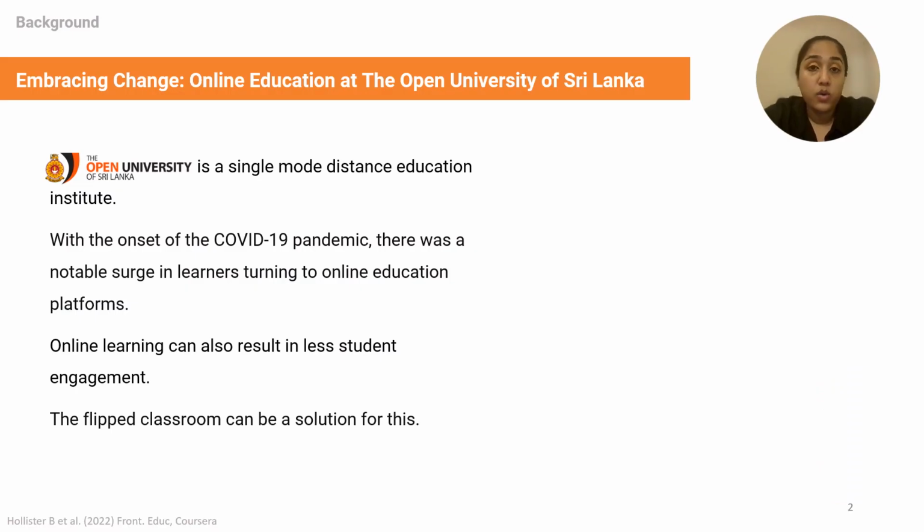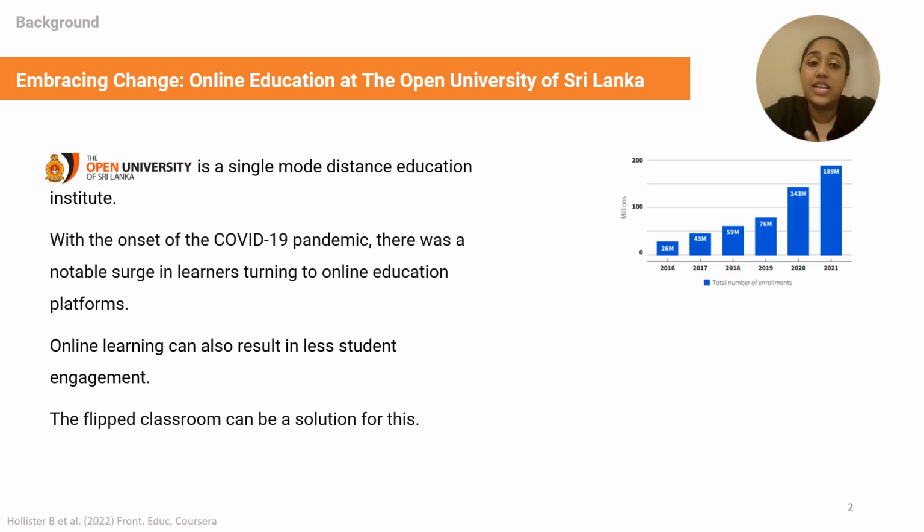Open University of Sri Lanka was established in 1980 and is a single-mode distance education institute. With the onset of COVID-19 a few years ago, there was a notable surge in learners turning to online education. Now, with this, all higher education institutes were compelled to adapt to online education. The Open University of Sri Lanka, being modeled after the British Open University, has an open distance learning, or ODL, model of education. This means that online education is an integral part of our framework.